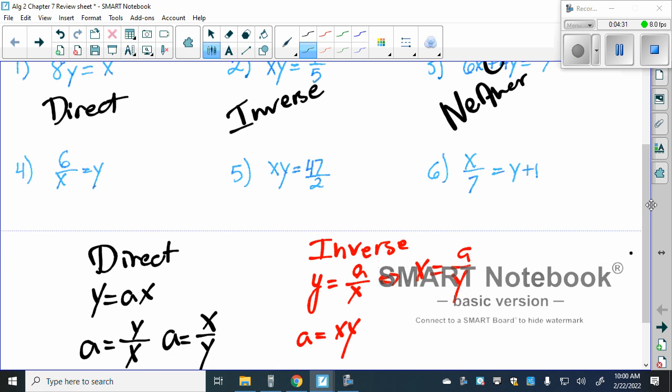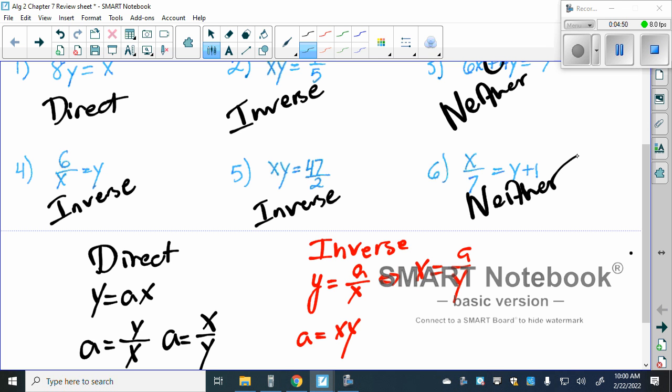How about number 4? Inverse. Number 5, inverse. And lastly, number 6, neither. And that's all we have to do for these here. Any other questions on 1 through 6?